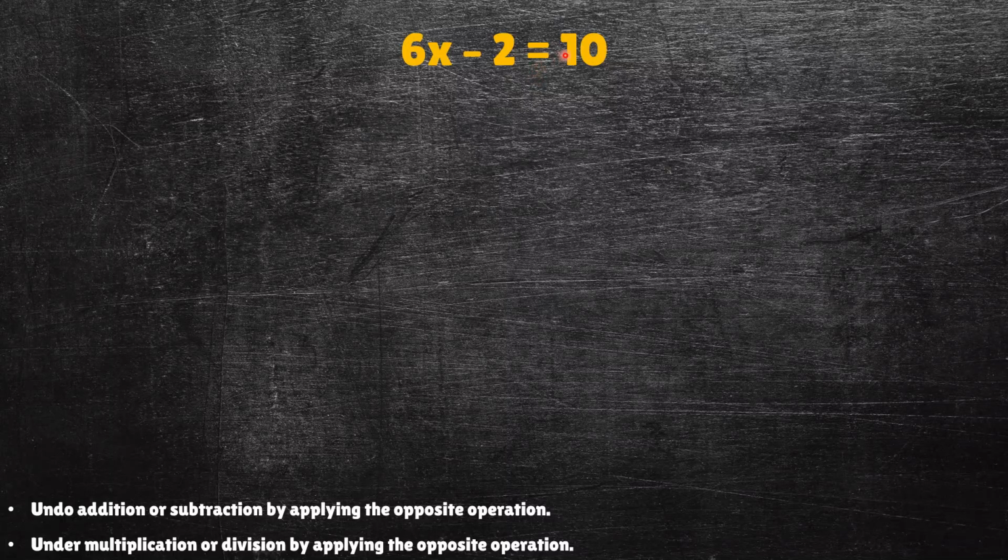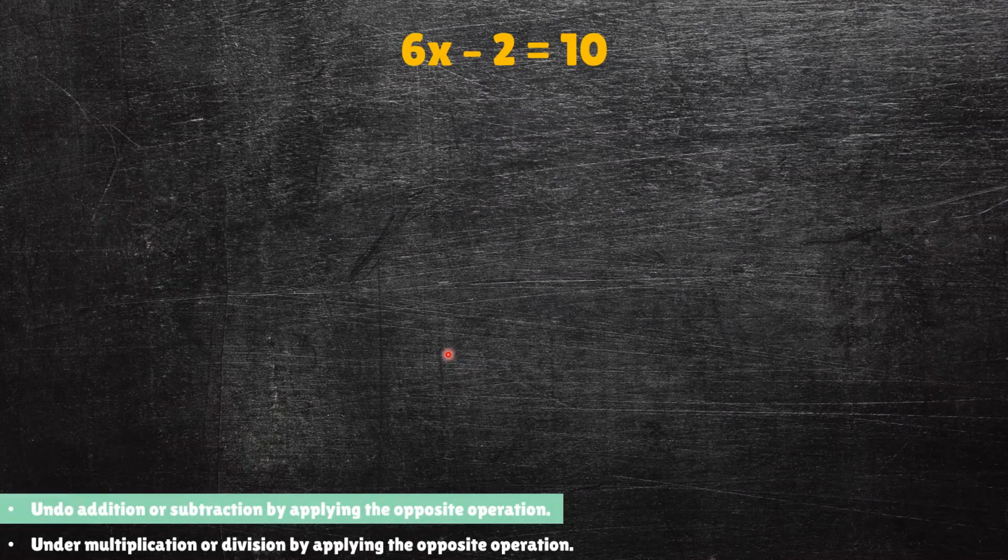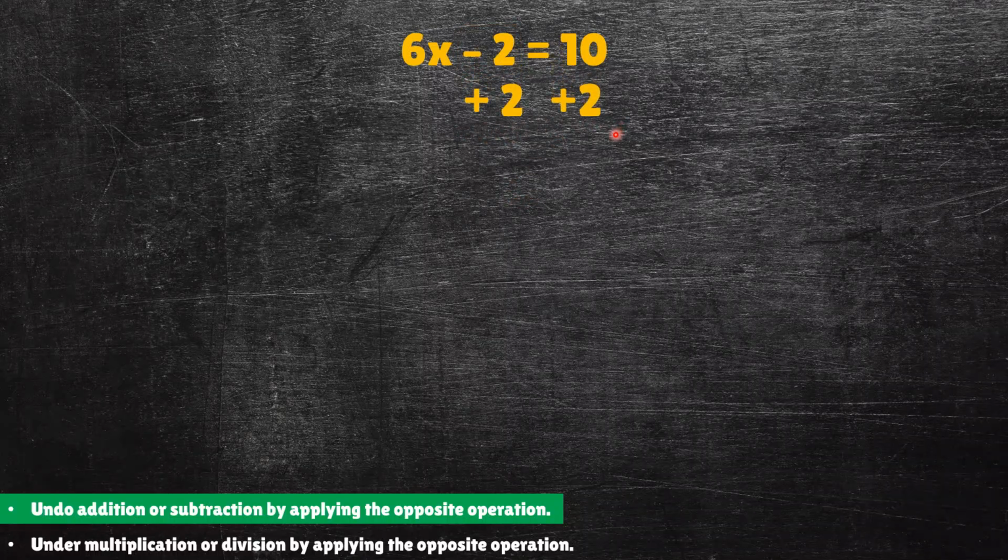The first step to solving a two-step equation is to undo addition or subtraction by applying the opposite operation. So, if we look at the equation, we can see that there is subtraction. And on the side with the x, they are subtracting 2. So we want to do the opposite operation of that. And the opposite of subtracting 2 is adding 2. We're going to apply that on both sides of the equal sign.